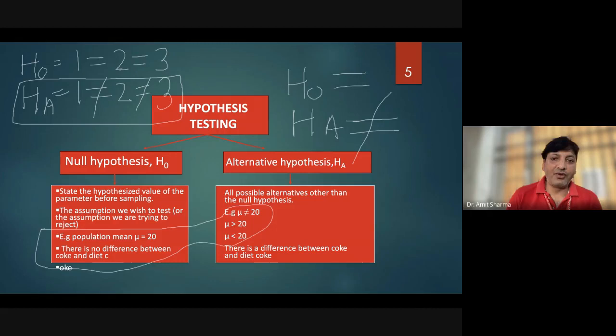And the same has been quoted here in this example, that the mean of anything is equivalent to 20, which is quoted by the null hypothesis. And the alternative hypothesis says that the mean of anything is not equivalent to 20. It can be anything, but not 20. It can be 18, 17, 5, 10, 25, 26, but not 20.